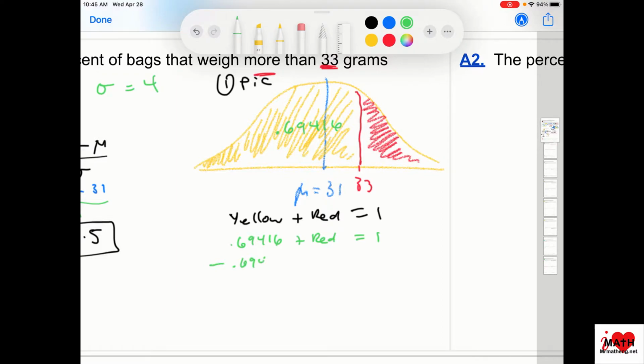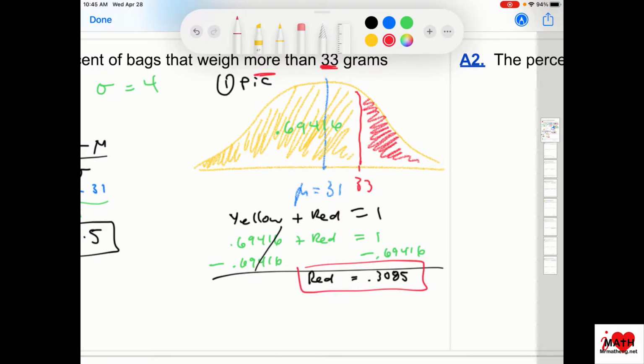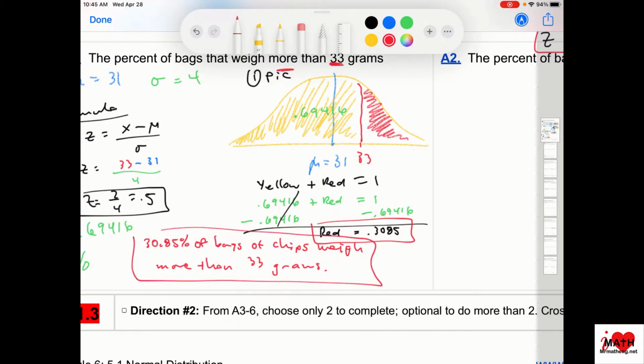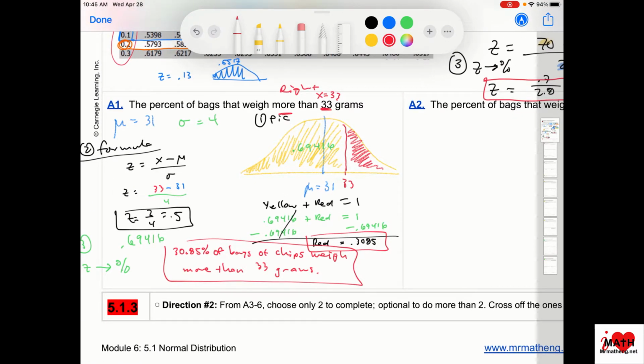And I'm just going to subtract that from both sides. And I will get the red region is equal to 0.3085. And if I write a sentence to help you understand this, if you change it to a percent, 30.85% of bags of chips weigh more than 33 grams. Okay, that is A1. Let's move on to A2.